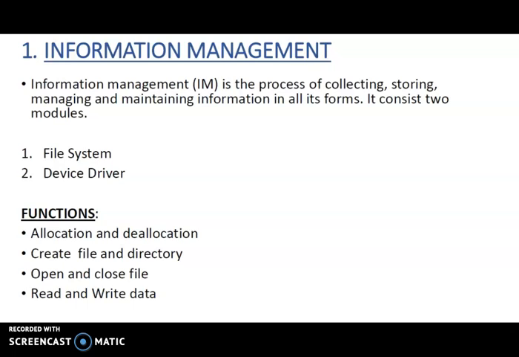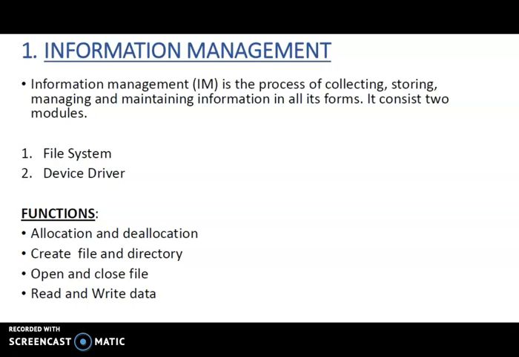It consists of two modules. The first one is the file system and the second one is the device driver. Now you can see the functions of information management. Your first one is allocation and deallocation. What is the meaning of allocation? Allocation means you can use the data or you can use the memory. And deallocation means you can free up the space or free up the memory. This is the meaning of allocation and deallocation.